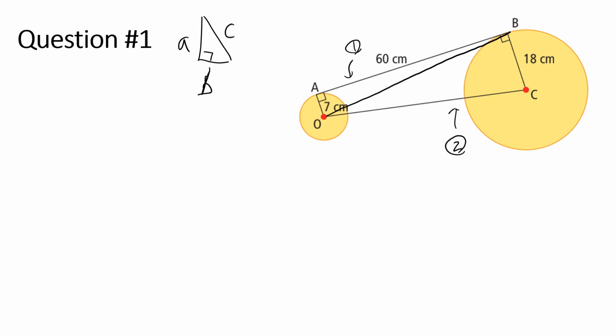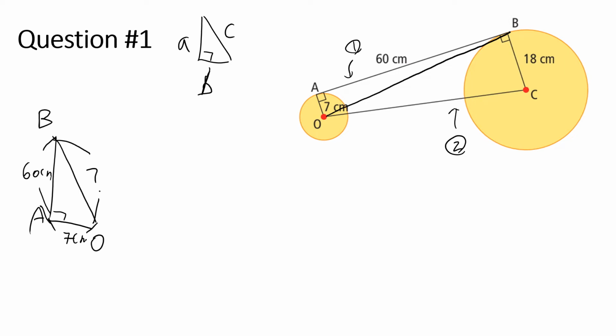Because if I redraw, and it's not drawn to scale by the way, in triangle number 1, AOB, we can use 7 centimeter and 60 centimeter to figure out our hypotenuse BO. Why am I finding this BO? Because BO becomes one of the sides of our second triangle. It's not the hypotenuse, but we can still use it. The reason we can use it is that, even though I didn't draw to scale, this line is also tangential to the point B, which is a fancy way of saying only one point is touching. So we can use it for another Pythagorean theorem.